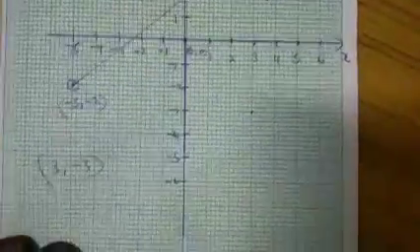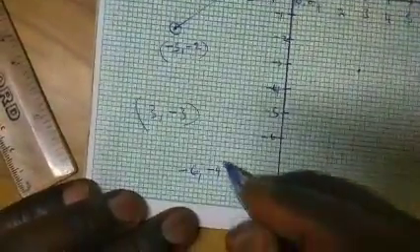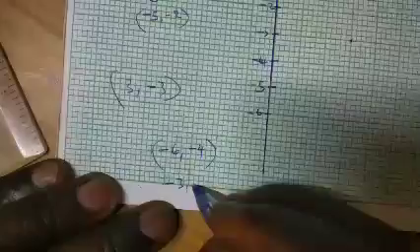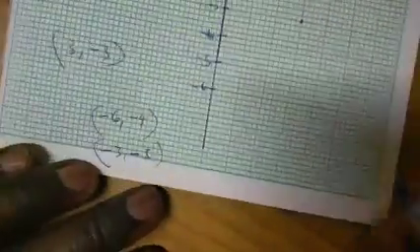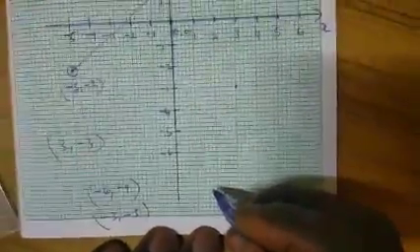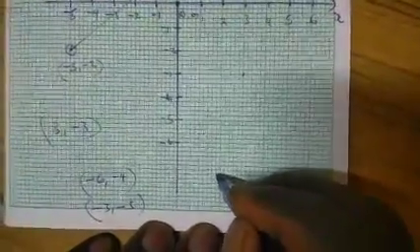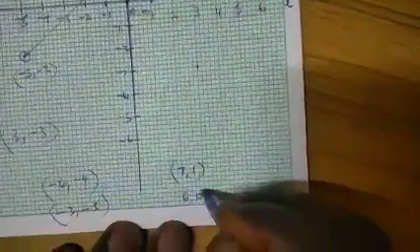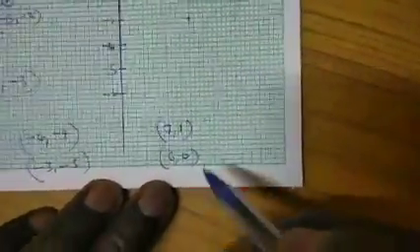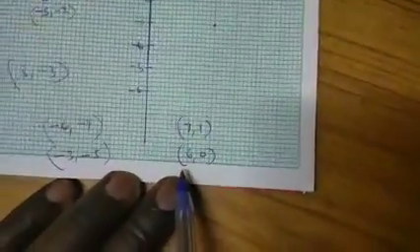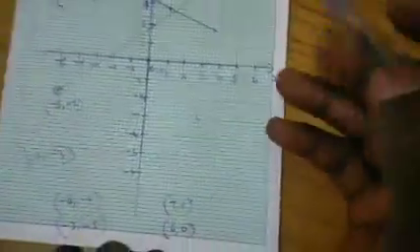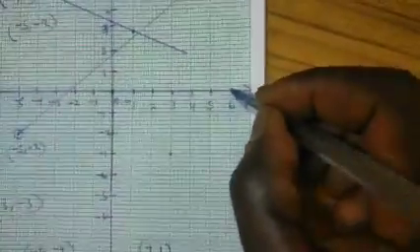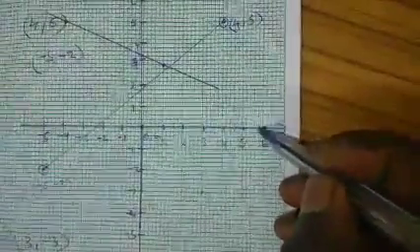At your free time, you can attempt to plot the points negative 6, negative 4, and negative 3, negative 5. You can try to locate the points 7, 1 and 6, 0. So for example, we can plot this point 6, 0. 6, 0 means we look for 6 along the x-axis and 0 is on the x-axis. That is the point 6, 0.